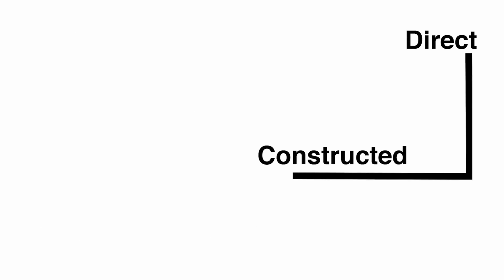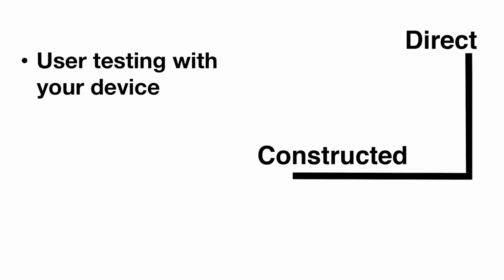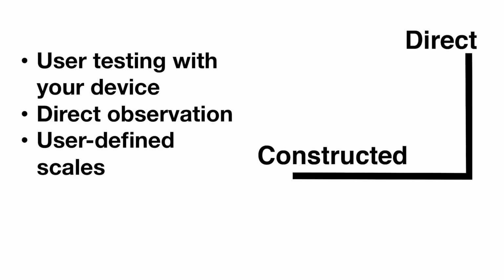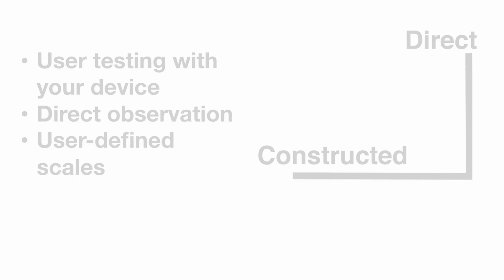Measurement methods for direct constructed testing could include user testing with your device, direct observations of your users with the device, or having users complete a user-defined scale.